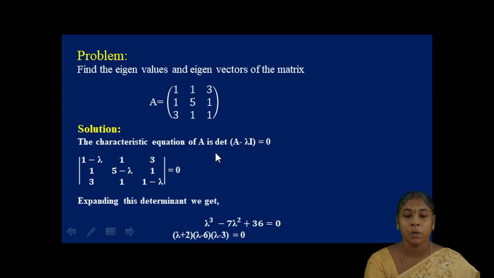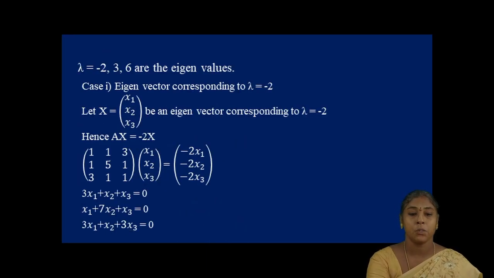A characteristic equation can be found by evaluating determinant of A minus lambda I equal to 0. When we evaluate it, we get the equation as lambda plus 2 into lambda minus 6 into lambda minus 3 equal to 0. So, we get 3 eigenvalues as minus 2, 3 and 6. Now, let us find the eigenvector corresponding to the first eigenvalue lambda equal to minus 2. So, we are going to assume x equal to x1, x2, x3, a column matrix, be an eigenvector corresponding to lambda equal to minus 2.